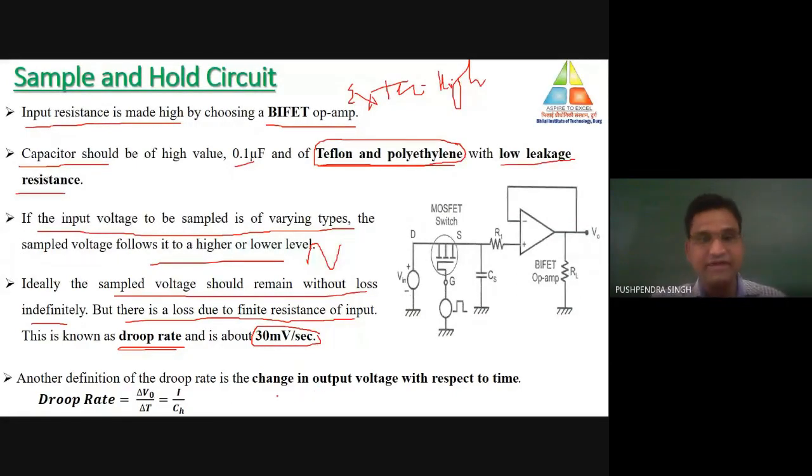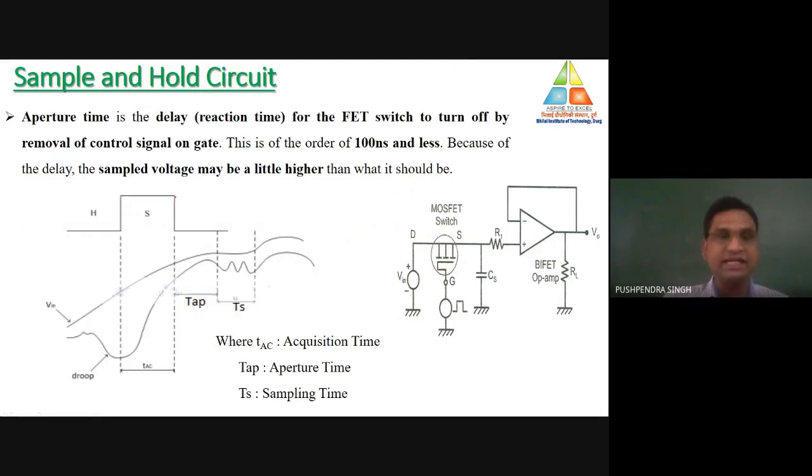It can also be defined as the change in output voltage with respect to time. That is also called the droop rate. So dV0 by dt, or I by CH, by this also we may calculate the value of the droop rate. This particular formula you may use for the calculation of droop rate. Another parameter is aperture time.